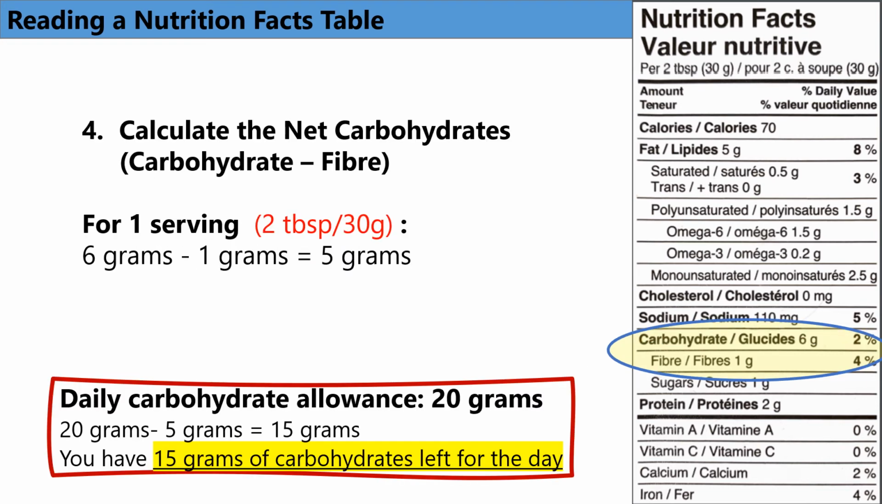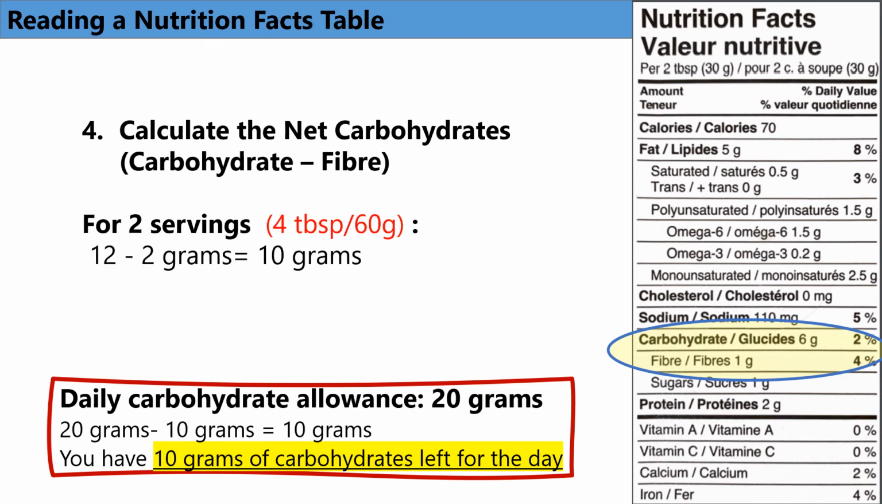For one serving, the carbohydrate content reads 6 grams, and the fiber content reads 1 gram. The net carbohydrates would be 6 grams minus 1 gram, which would equal 5 grams. If you were to have one serving, you would have 15 grams of carbohydrates left for the day. For 2 servings, the carbohydrate content will equal 12 grams, and the fiber content equals 2 grams. The net carbohydrates would be 12 grams minus 2 grams, which equals 10 grams. If you were to have 2 servings, you would have 10 grams of carbohydrates left for the day.